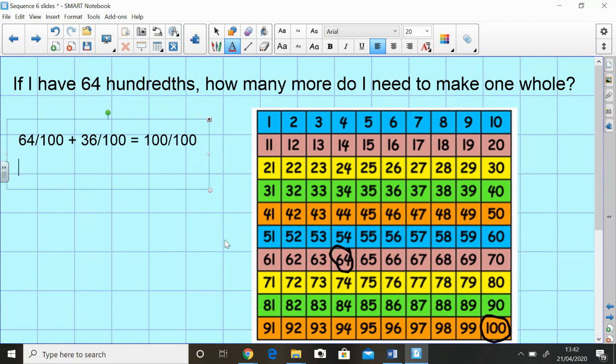Remember, decimals is our focus, so we're now going to change that fraction into a decimal. 64 hundredths as a decimal is 0.64. Add what is 36 as a decimal? It is 0.36, and that equals 1 whole, or you can write 1.0, but remember you don't have to.